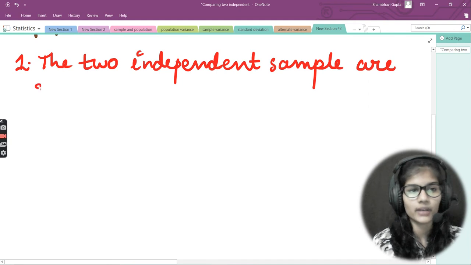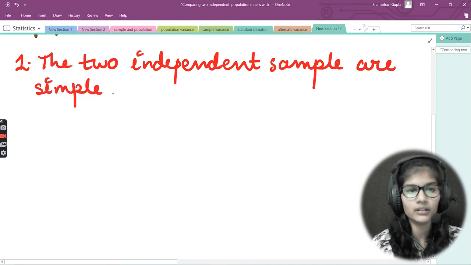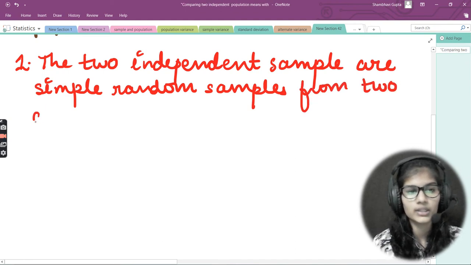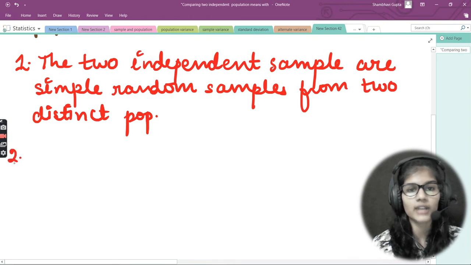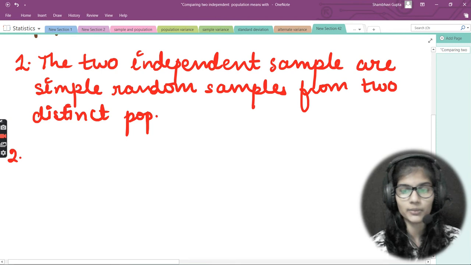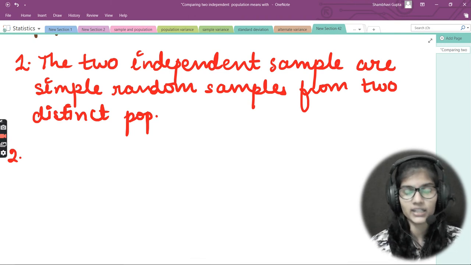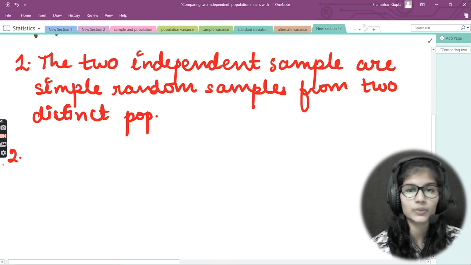The two independent samples are simple random samples from two distinct populations. First of all, what do I mean by the term two independent samples? We need to discuss that particular thing first. So the two independent samples are simple random samples from two distinct populations. This is the thing about the two independent samples.